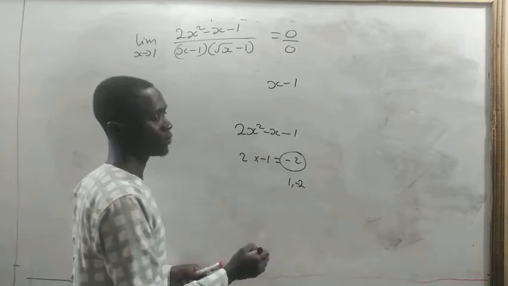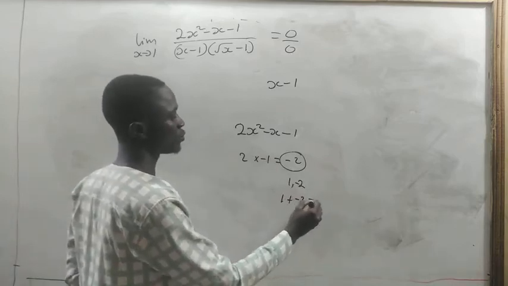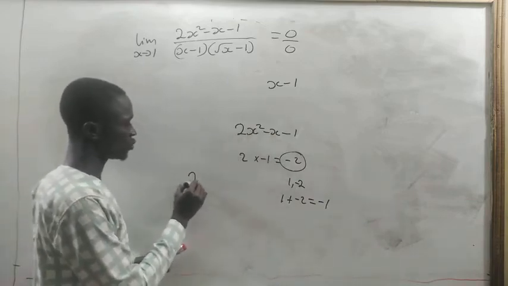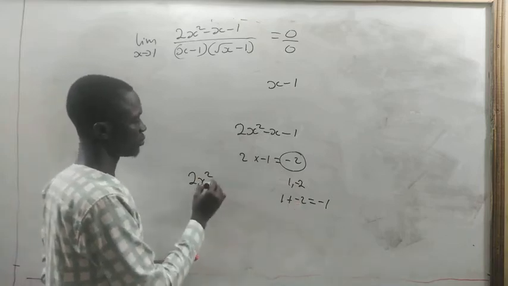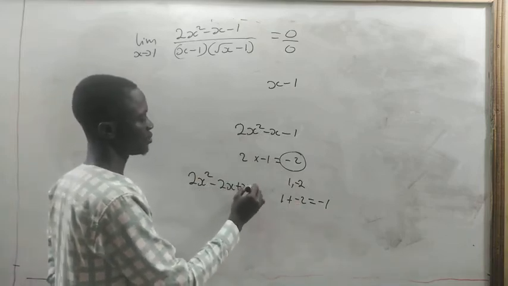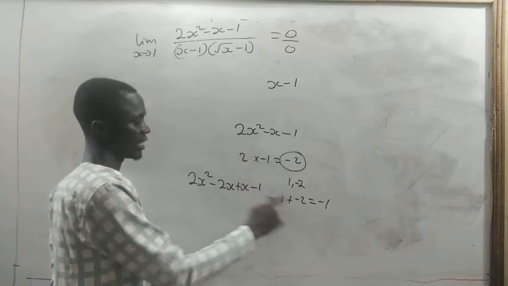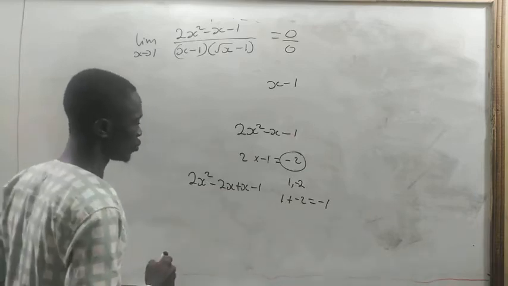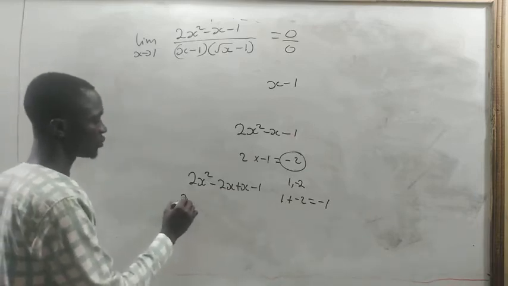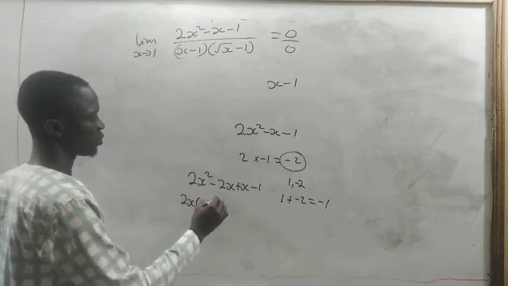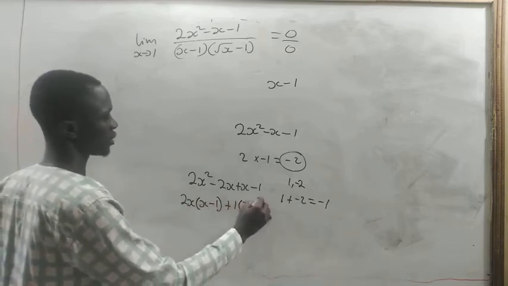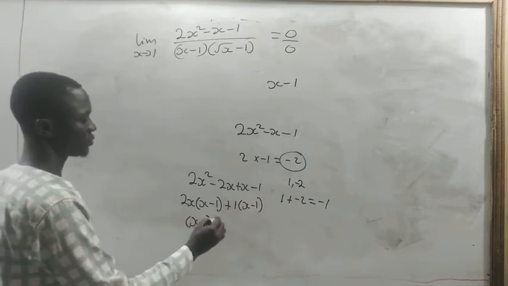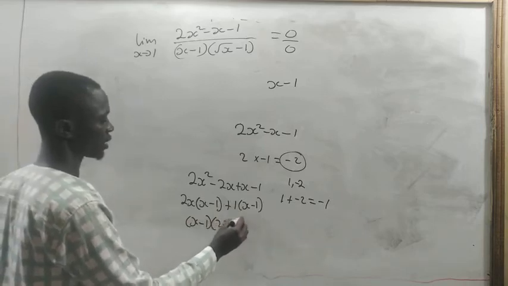That is positive 1 and negative 2, because positive 1 plus negative 2 is negative 1, and that's the coefficient of x. So for this, we're going to get 2x squared minus 2x plus x minus 1. Why did I bring the negative 2 here? Because we can factorize it out very simply. We have 2x times x minus 1 plus 1 times x minus 1. So you factorize x minus 1 out, and you have 2x plus 1.